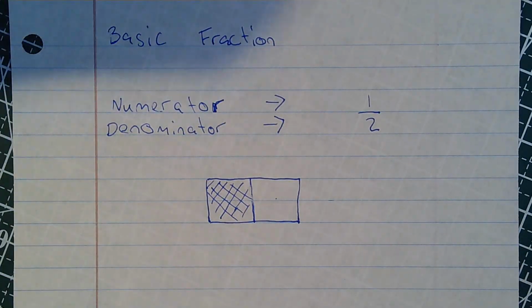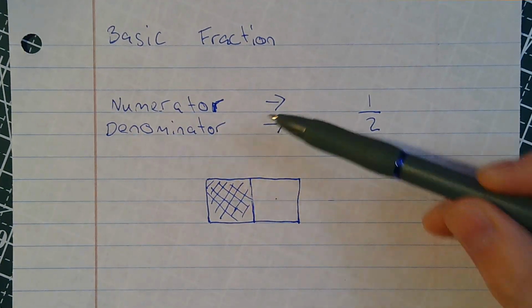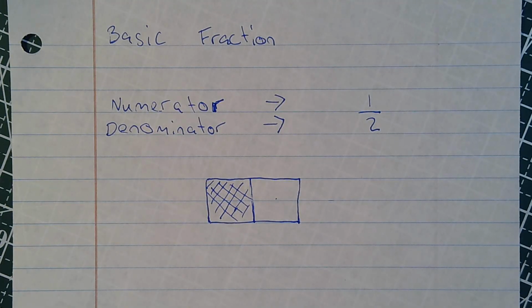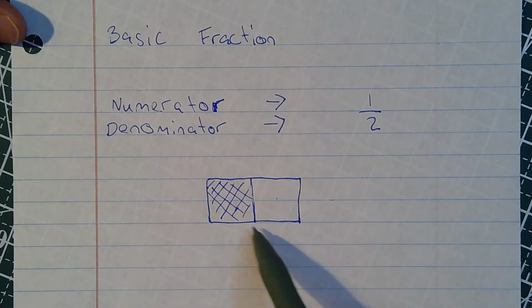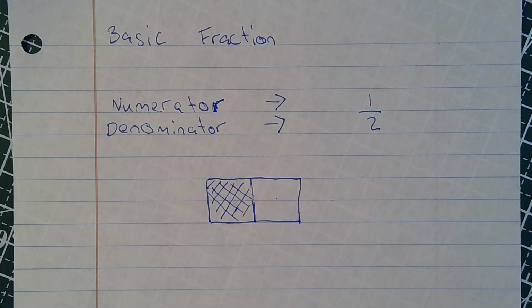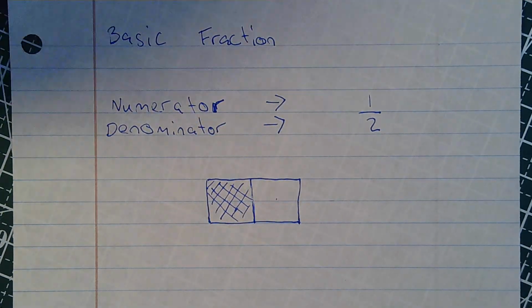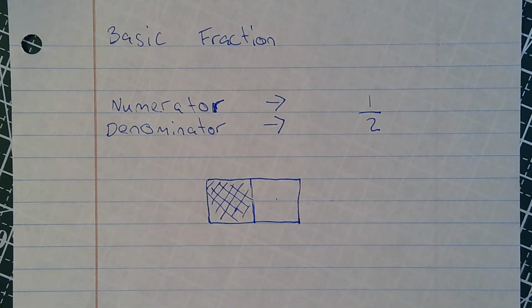So one more time. Our numerator is how many parts are shaded. Our denominator is how many parts in the whole. Denominator, 2, so there are 2 parts in this shape. Numerator, 1 of those parts is shaded.